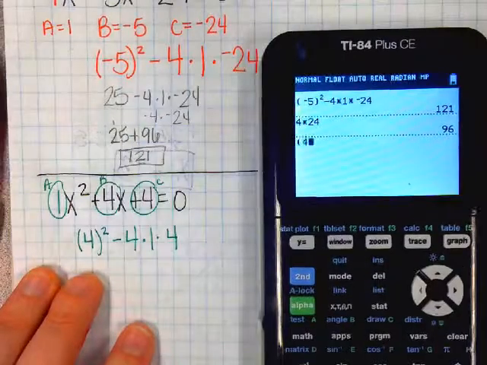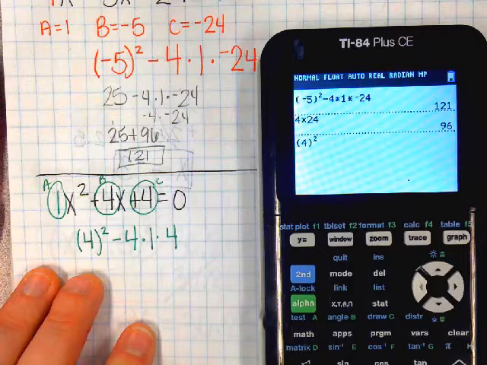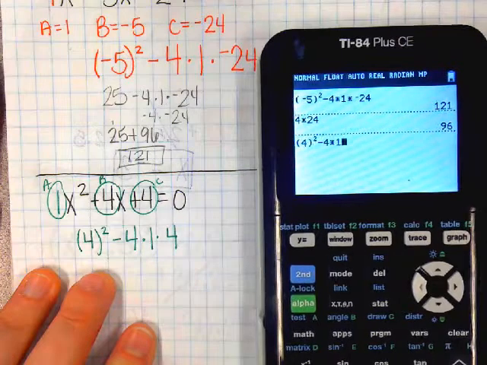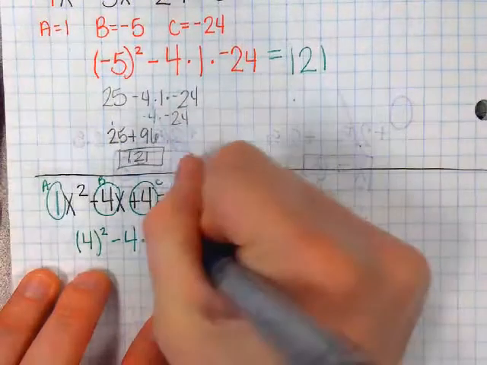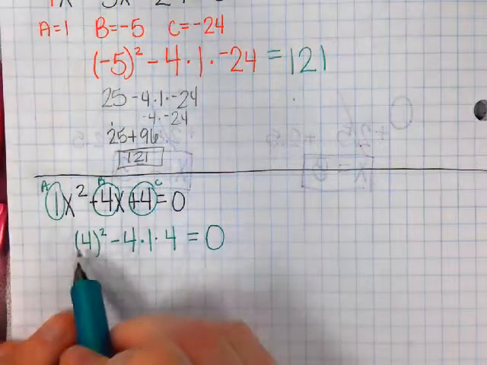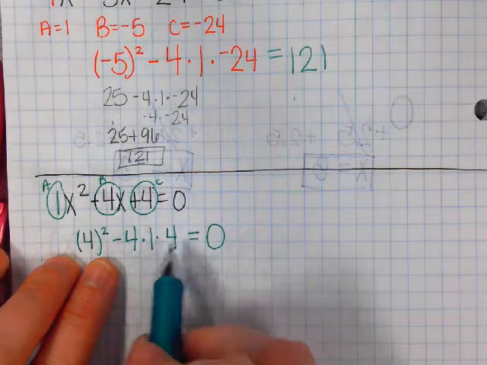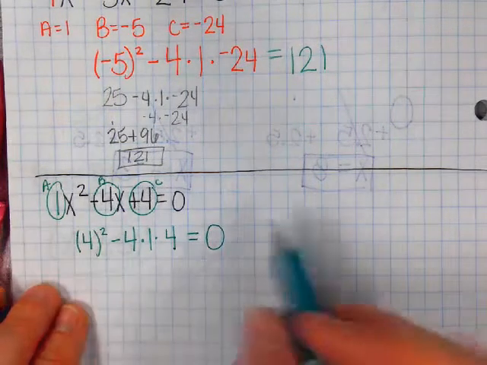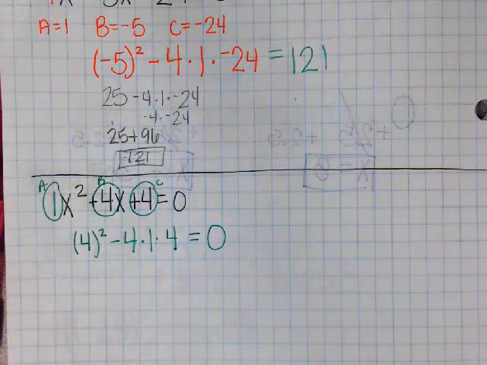Type it in your calculator. 4 squared minus 4 times 1 times 4 is 0. Okay, so 4 squared is 16. -4 times +4 would be -16. 16 minus 16 is 0. So that is why that one's answer is 0.